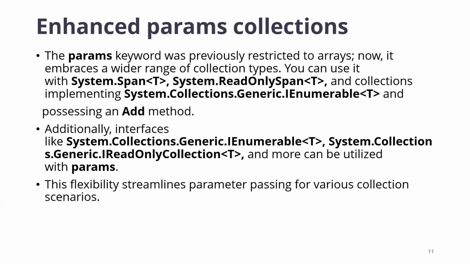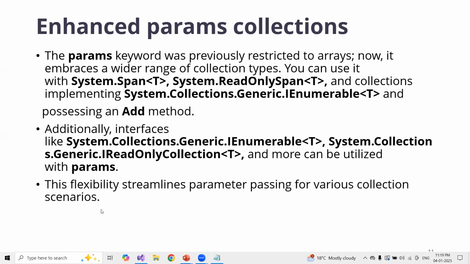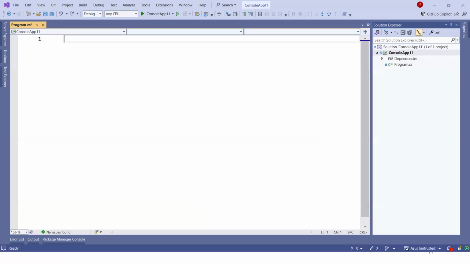Additionally, interfaces like System.Collections.Generic IEnumerable<T> or IReadOnlyCollection<T> and more can be utilized with params. So this flexibility streamlines parameter passing for various collection scenarios. Let us see how exactly this is going to work out with some practical example.